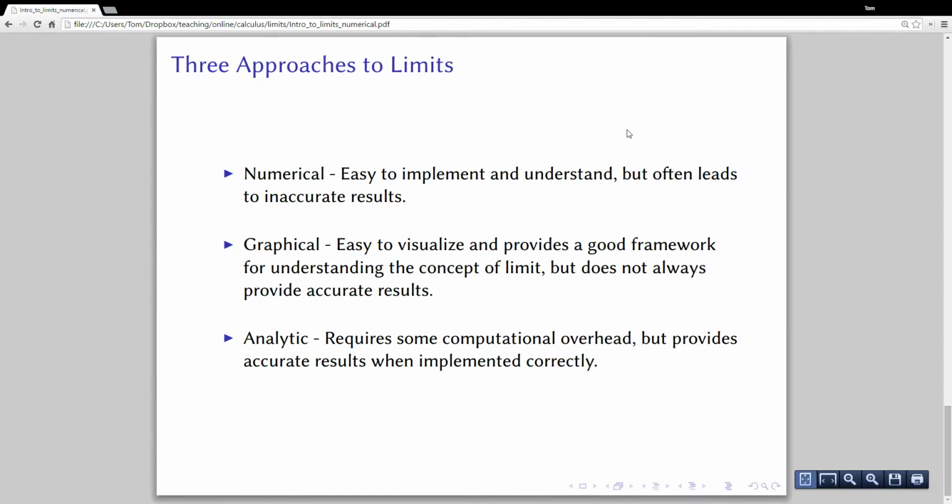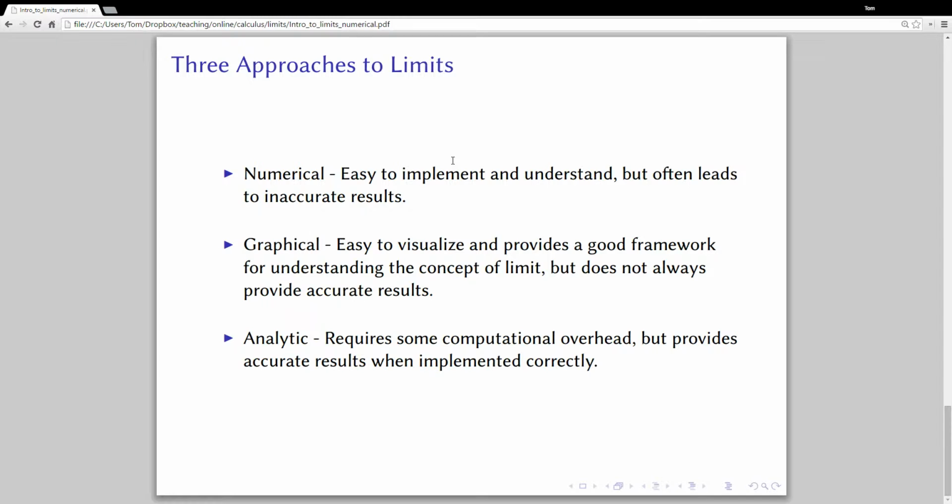We're going to take three approaches to limits. The first one is numerical. We're going to take some x values that get closer and closer to the number where we're taking the limit, and then we're going to plug those into the function, and look and see if we can see a pattern in the output values, or the y values, or f of x values of the function. And that method is really easy to implement and understand, to look at a function numerically like that. But the only downside is that it often leads to inaccurate results. So we're going to do that to begin with, to try and get our understanding of what the limit is to a good level.